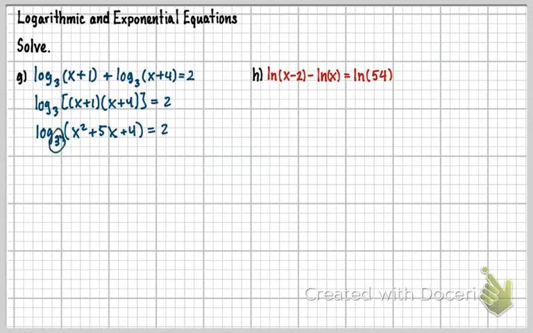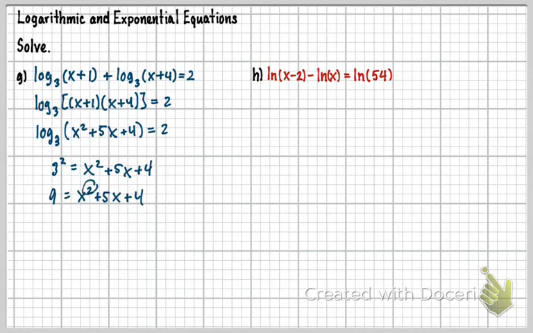So it's going to be the base, to the other side, to the power of the other side. So that's going to be 3 squared, and that's going to equal what I'm taking the log of, x squared plus 5x plus 4. And then this is going to give me a 9 here, so 9 equals x squared plus 5x plus 4.